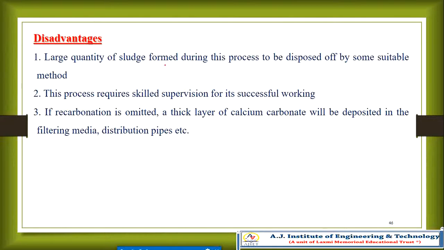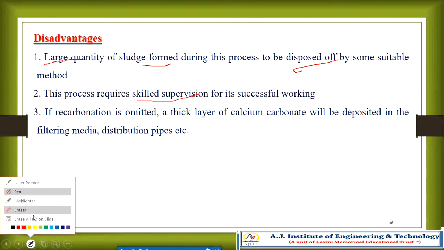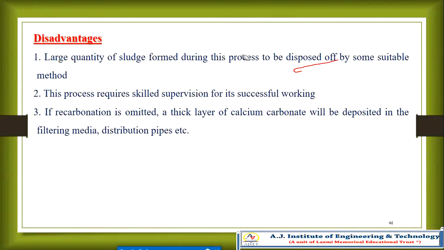This is about your disadvantages. A large quantity of sludge is formed here. What to do with that sludge? It is disposed of by some suitable method. That is one disadvantage. The process also requires skilled supervision for successful working. If recarbonation is omitted, problems arise; recarbonation will be there, and for that you have to take care.